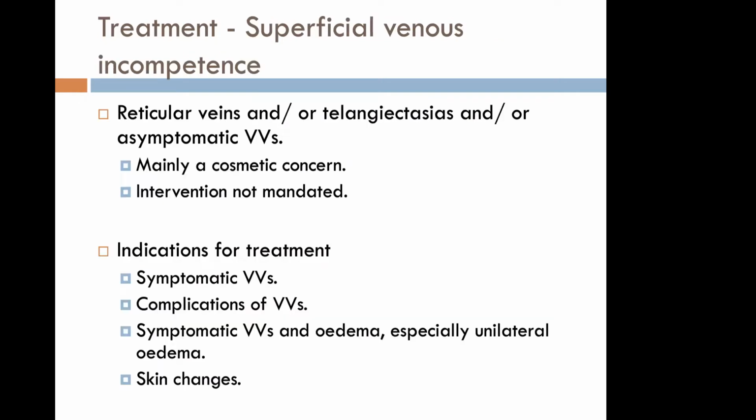Now, when you're dealing with a patient who has superficial venous incompetence, they may simply be patients who have reticular veins or telangiectasia or varicose veins which are asymptomatic. Really, those are mainly a cosmetic issue and no intervention is needed for those patients. But I know most of these patients don't buy that story. So unfortunately, you need to stand your ground because it's usually a cosmetic issue. Some of them will even make up the symptoms just to get some form of treatment. But unfortunately, that's what we have to deal with.